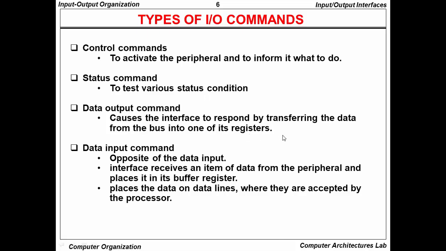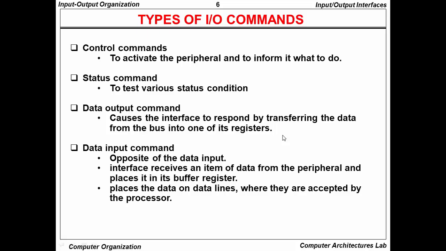So whenever the interface receives an output command from the processor, whatever data is available on the data bus, the interface will put that data from the data bus into its own register.